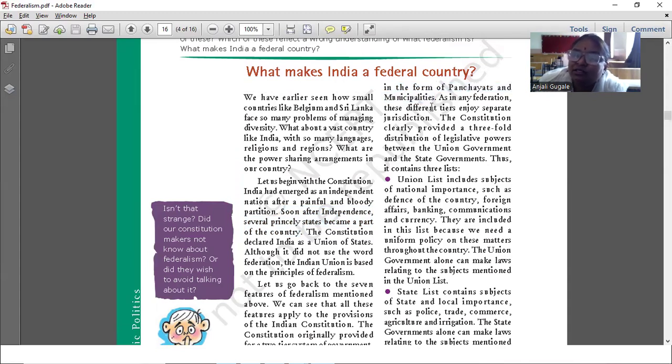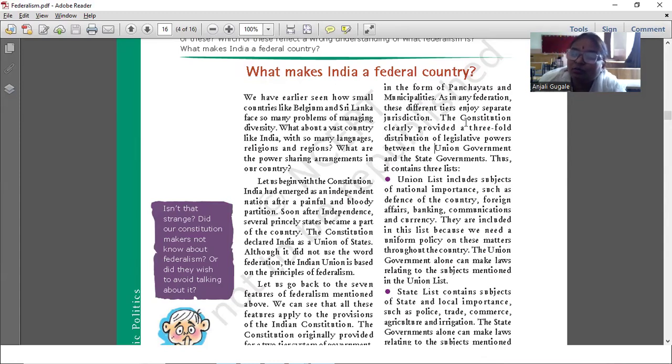As in any federation, these different tiers enjoy separate jurisdictions. And as per the policy of decentralization in 1992, many other powers were taken from the central government and given to the state and the local government, which was earlier not being practiced in India. It was just there in the constitution, but it was not put in force effectively. It is not that they were avoiding talking about it. It is just that we were evolving as a federal country, and the system of power sharing was evolving during this time.